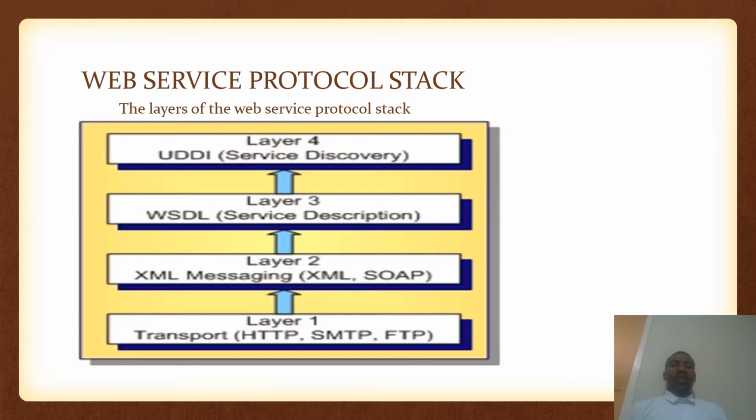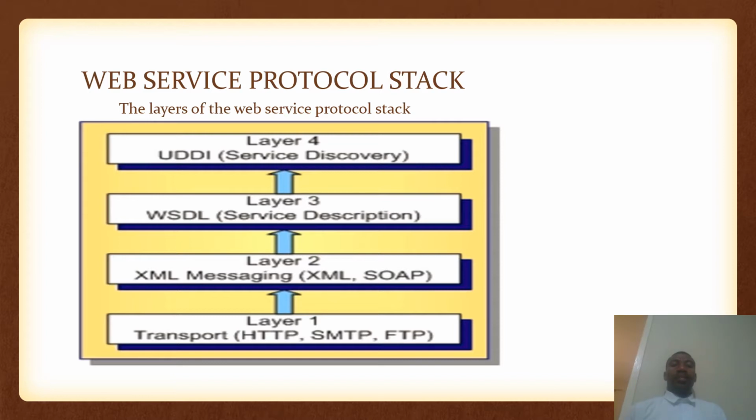The next layer is layer 3, which is service description. Basically, at layer 3, a web service is described over the internet, and it also helps the consumer to know what sort of a web service it is. So by describing it, it means consumers are able to search for the web service.